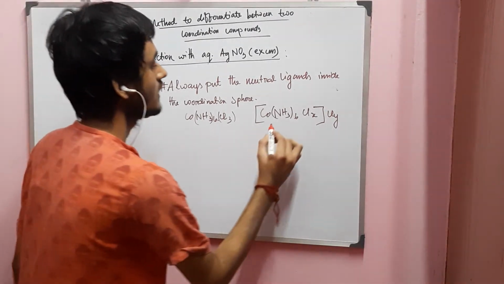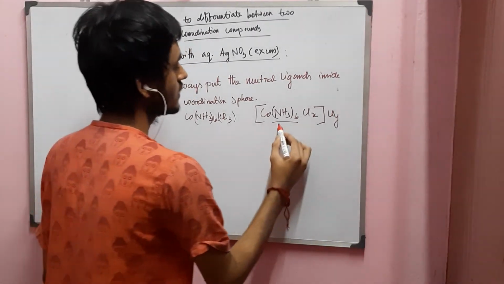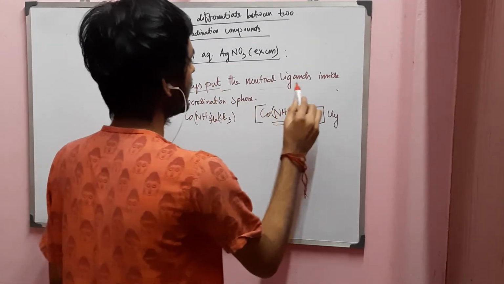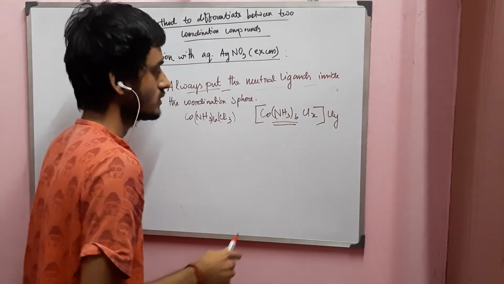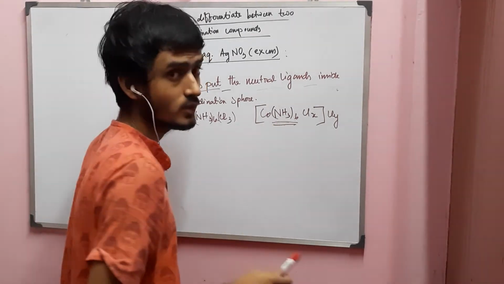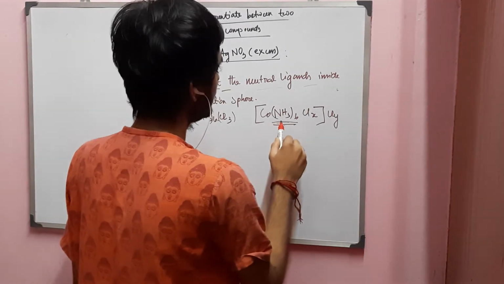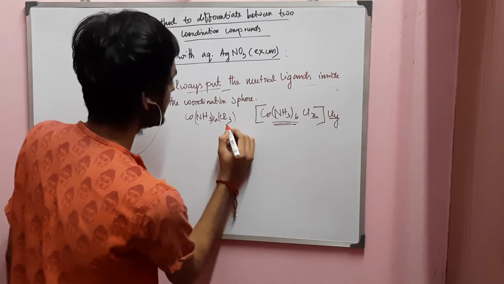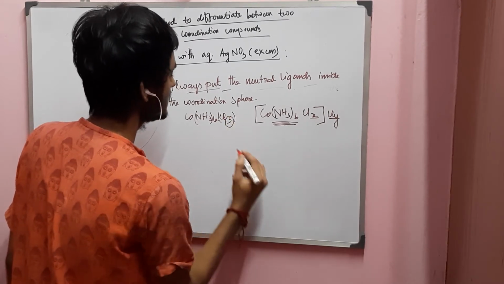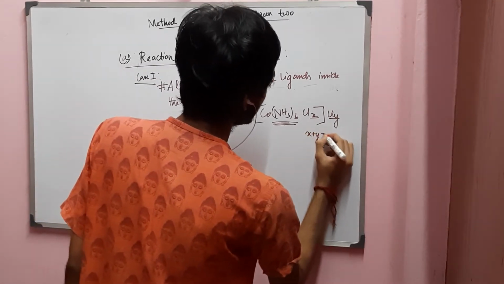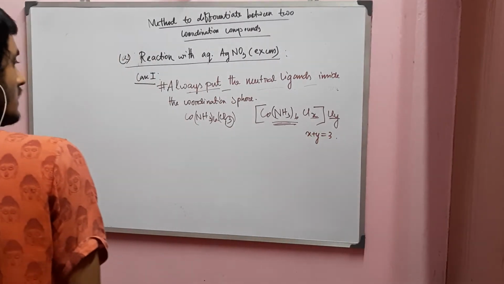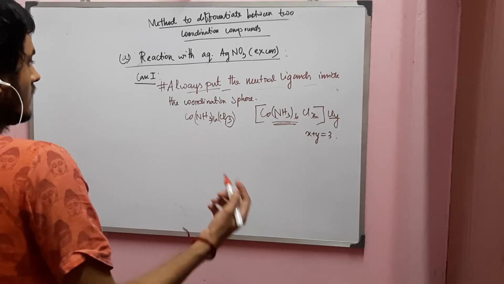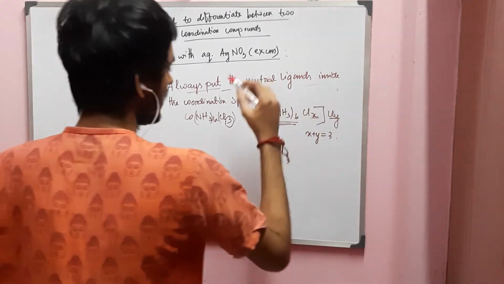Listen to this. Here I have put all the neutral ligands inside the coordination sphere, because I have already written down that you have to put all the neutral ligands inside the coordination sphere. And here x plus y, the total number of Cl atoms, is 3. So x plus y here will be 3, in a variety of compounds. So let's start. How many compounds can we form?